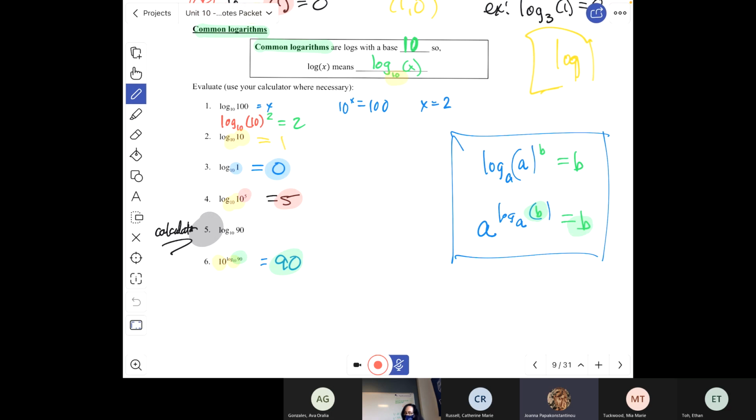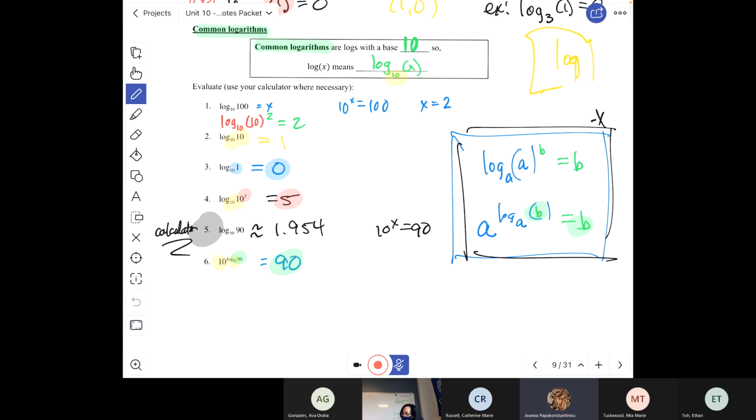You need to be able to evaluate the ones without a calculator, that if I put this in the calculator, tell me what this equals approximately. 1.954. Why? Because there is no way for us to determine what x is if I look at it in exponential form. So this one is a calculator. These we must know. We have to know those.